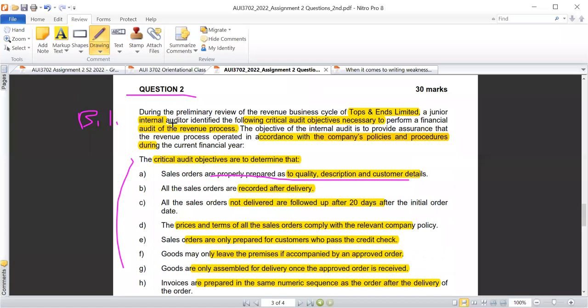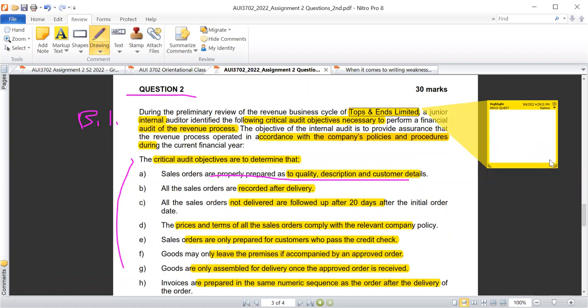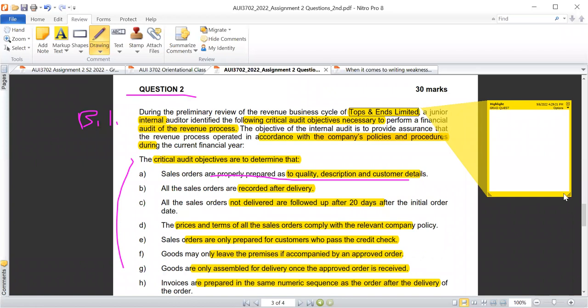Right? So let's continue. But before we continue, I want you guys to analyze the question and understand what is happening in the scenario. It's very important to be able to interpret what you have been given in the case study. So guys, number one, if I'm looking at this particular organization, Tops and Ends Limited, do you agree with me that first of all, that is a public company? It's a public company. And from what I'm noticing, it's a public company that is performing or executing what I call the revenue and receipt cycle.